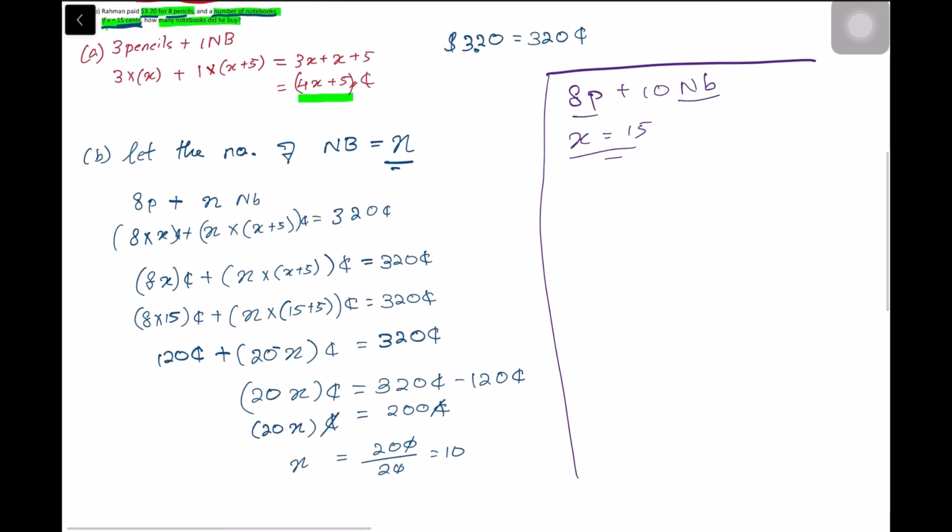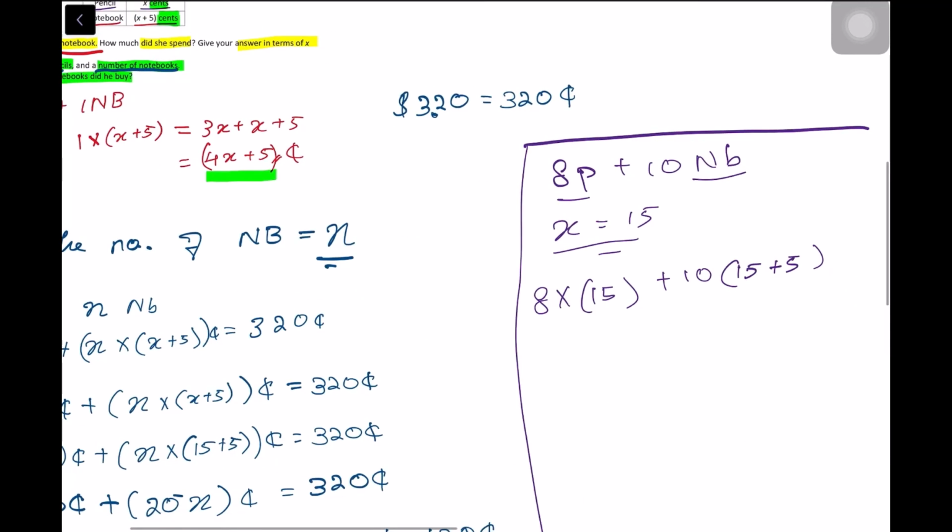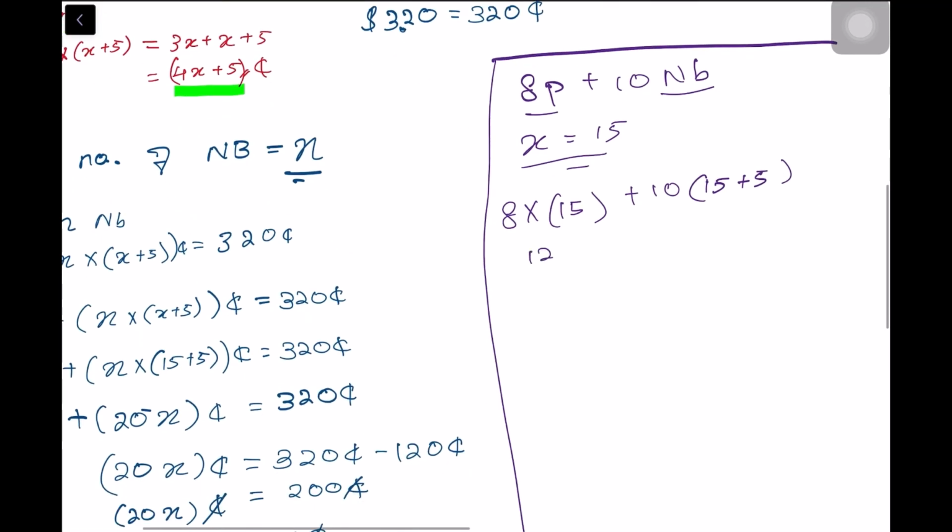So let me just write it down. We have 8 times 15, because a pencil costs x cents, plus 10 times 15 plus 5 cents, because a notebook costs x plus 5 cents. So this should give us 8 times 15 is 120 plus 10 times 20 is 200. This gives us 320 cents. And the resultant answer we get is 320 cents.